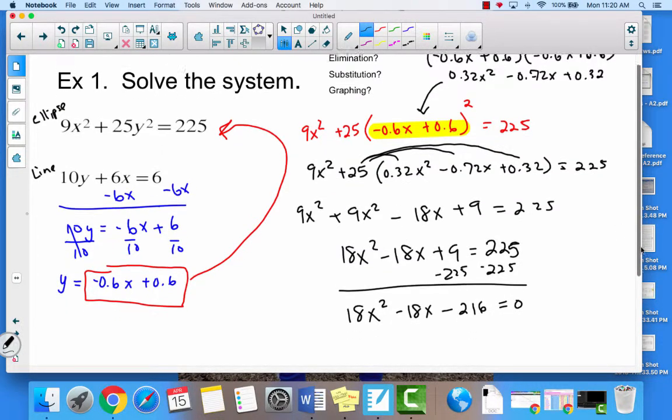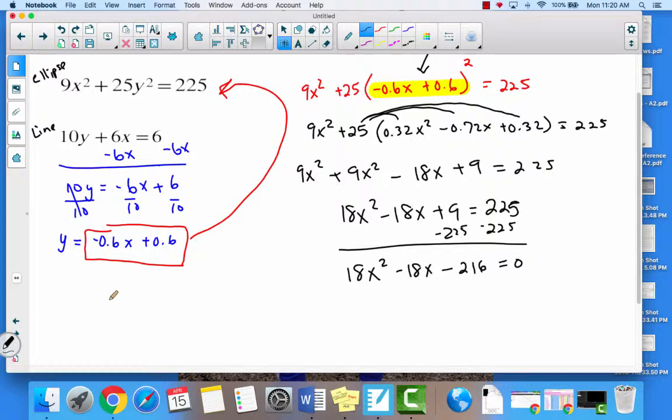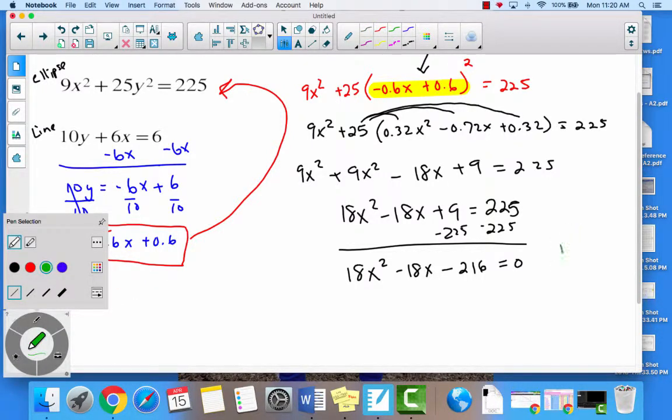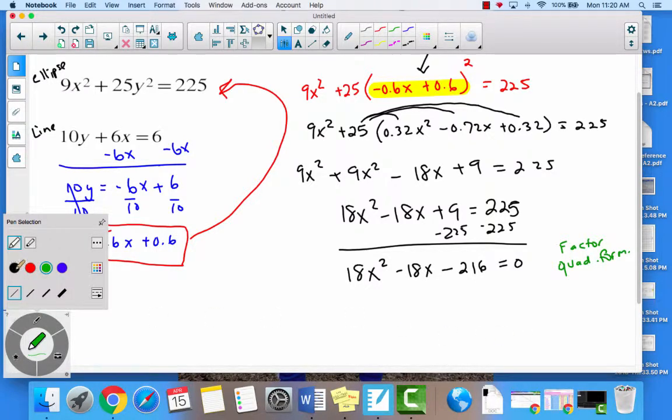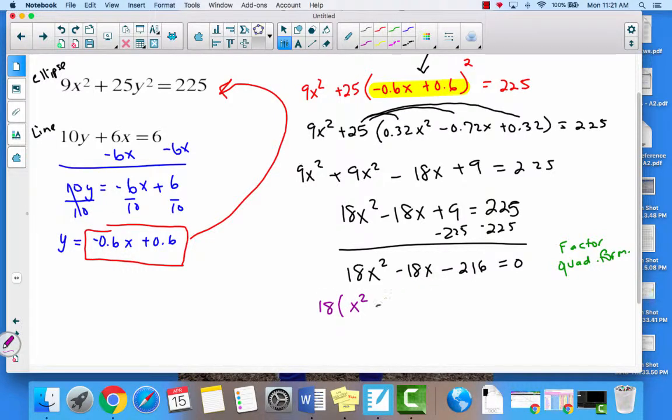And remember, when we're solving quadratics, we have two options. You could either factor or use the quadratic formula. I don't care which one you use. Obviously, factoring is going to be the quicker method if it's factorable, but that's entirely up to you in terms of what method you're comfortable with. I'm going to go ahead and factor. So I'm going to take an 18 out, and that leaves me with x squared minus x minus 12.